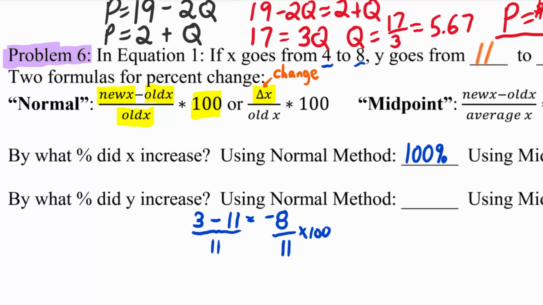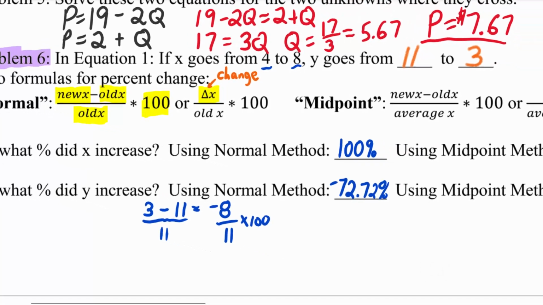We're going to get 72.727272. And it's negative though, so minus 72.72% change is what we would call that. A negative percent change just means that something decreased. It went from 11 to 3, so it went down.